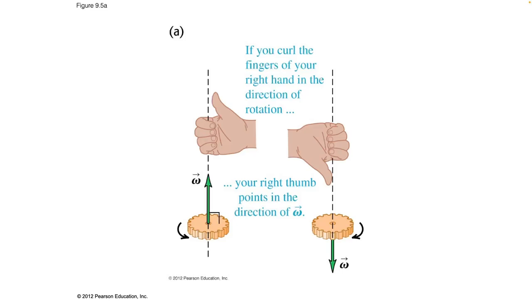But to do the right-hand rule, everybody put your right hand in the air. This is the calibration. I'm just checking, right? Okay, good. You know which hand is your right hand. You can put them down.